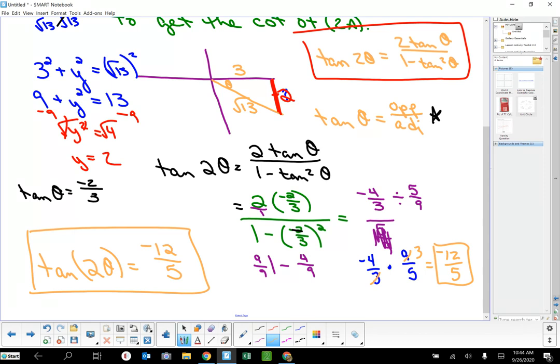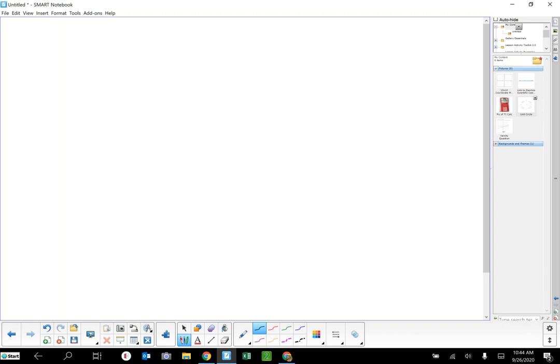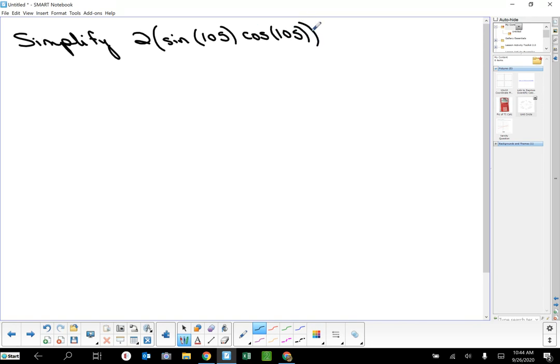This one is going to use our unit circle, just an FYI if you need to get that out for yourself. Okay, so this one says simplify 2 sine 105 cosine 105. And that's all it says. That's all the information that you get.